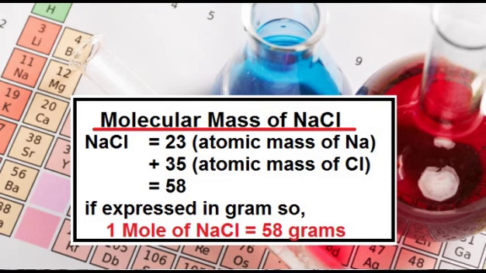First of all, we have to calculate the molecular mass of this compound sodium chloride, and we have to add the atomic masses of all the elements present in this compound. Atomic mass of sodium and then atomic mass of chlorine. We have to add these two atomic masses. If we add them, then finally we get the molecular mass of sodium chloride as 58. This 58 is the molecular mass of sodium chloride.